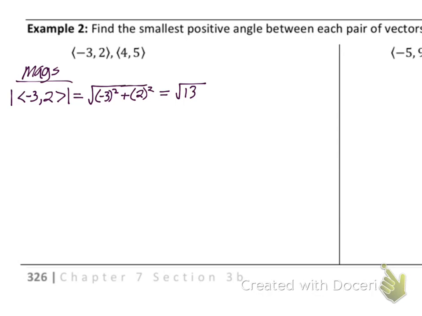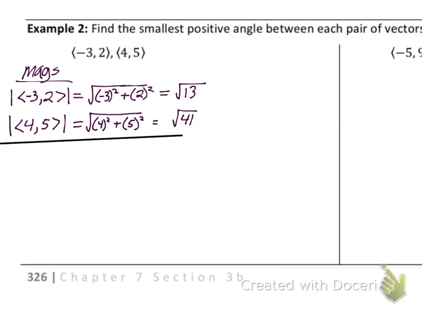Now I just need the magnitude of the other one, which would be 4, 5. Do the exact same setup, square root of a squared, which is 4 squared, plus b squared, which is 5 squared. That's going to equal 16 plus 25, so that's going to be the square root of 41. So that's my magnitude. Maybe I'll put a little line saying I'm done with magnitude, I'm on to something new.